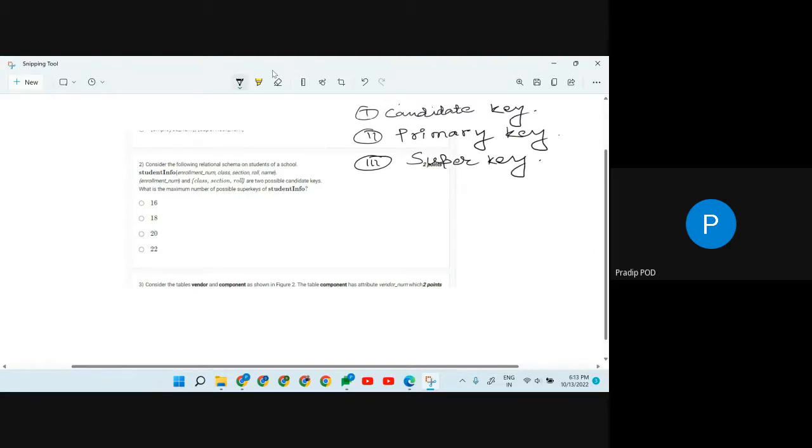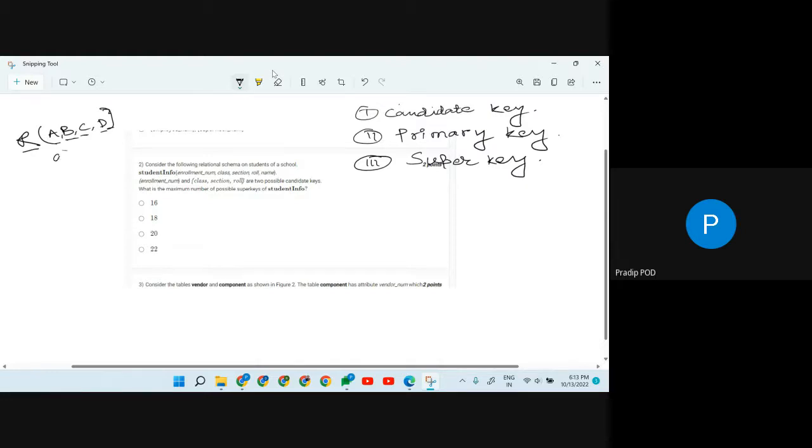So a super key is any set of attributes. Suppose you have a relation R with A, B, C, D. These are a set of attributes. This is your table, and these are the column values of a table. What super key means is that a set of attributes can define each tuple value uniquely.